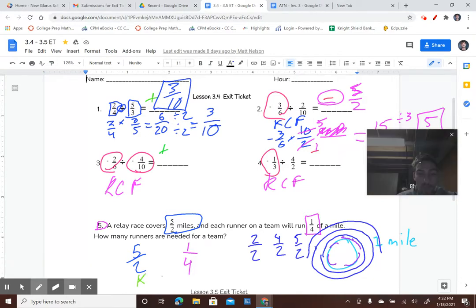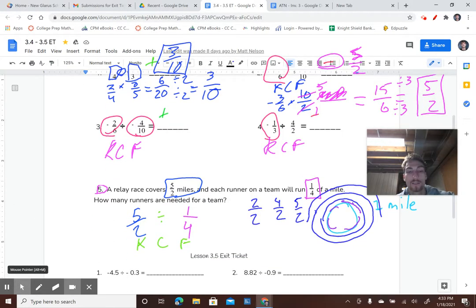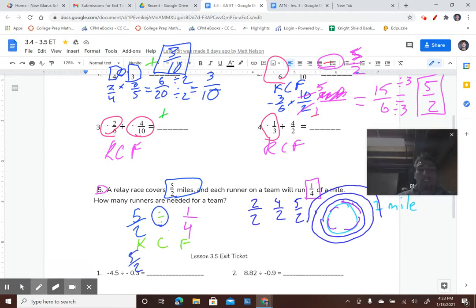Keep it, change it, flip it. Scroll down here a bit. 5 halves are going to stay the same. That division sign is going to change to multiplication. And then finally, we're going to flip that 1/4 and make it 4 over 1. See if we can simplify before we multiply.